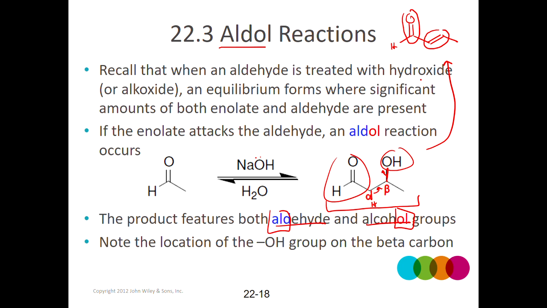So let's talk about setting that up. The idea here is we're treating this aldehyde with a relatively weak base. Hydroxide is a strong base. Hydroxide, alkoxides like ethoxide, tert-butoxide, those are strong bases. But compared to the enolate that's going to form, they're comparably or similarly strong, right? So that's going to form an equilibrium.